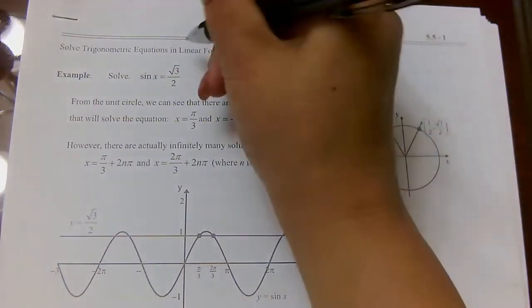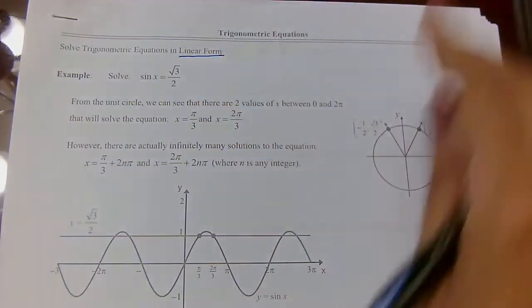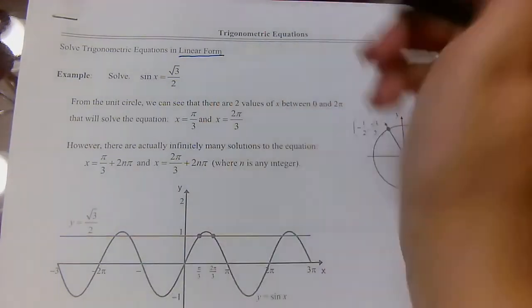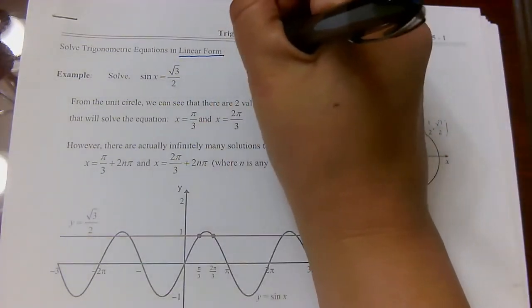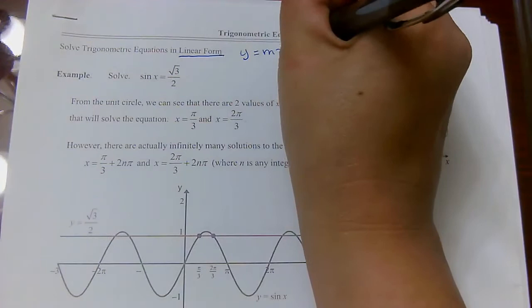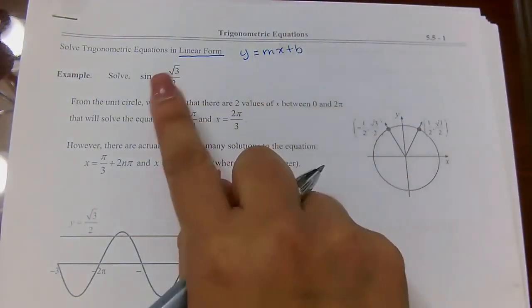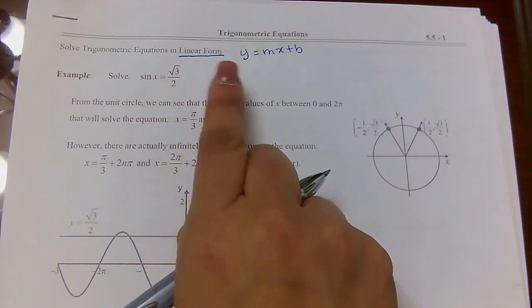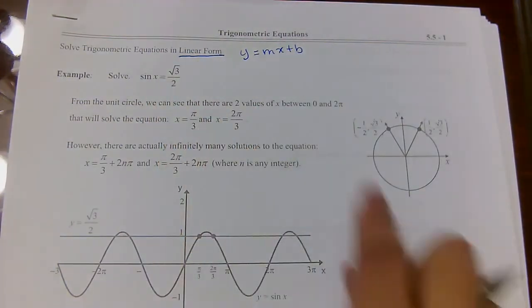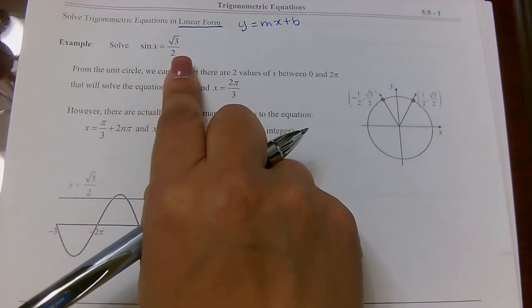We're going to start with the first form, which is the easiest, linear form. Remember, linear form comes in the equation of y equals mx plus b. In this case, we only have one variable, which is our x. If you notice, there's a variable here, and that's what we're going to be solving for. Okay, and what we're going to do is go ahead and solve this equation.